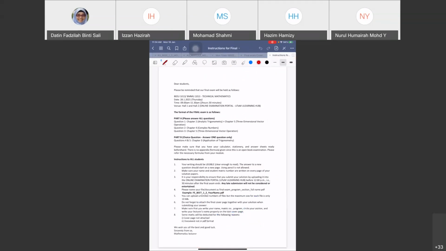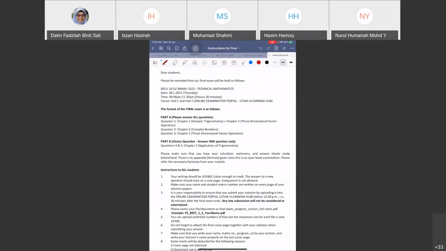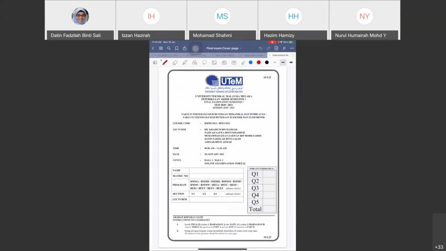All right, I will put this instruction in Ulearn later, because I also need to upload the cover page into Ulearn. This is the cover page of the final exam. Again, it is similar to your test and assignment previously, where you need to attach your cover page. It is a must that you attach this cover page.